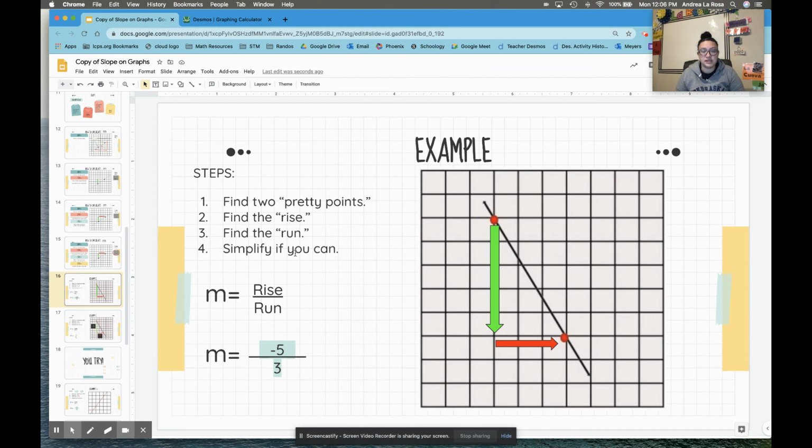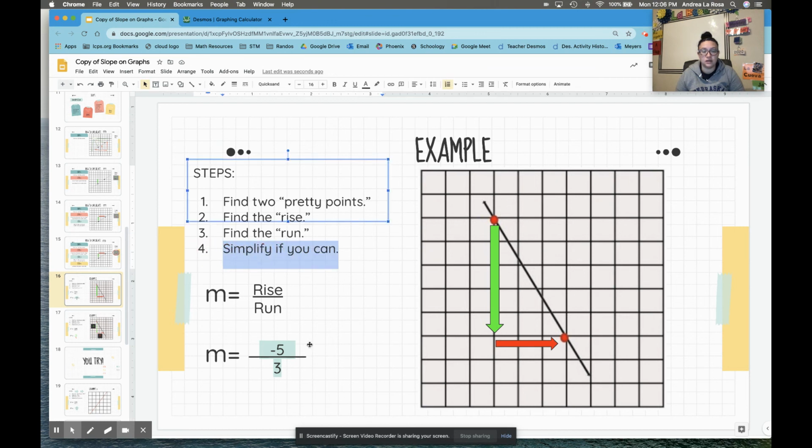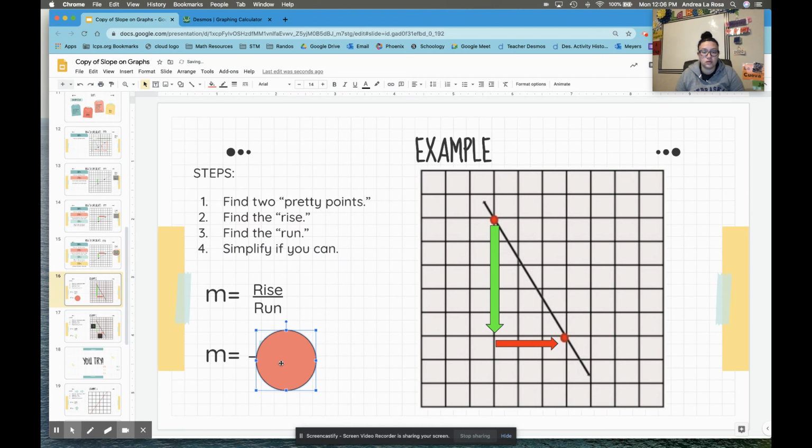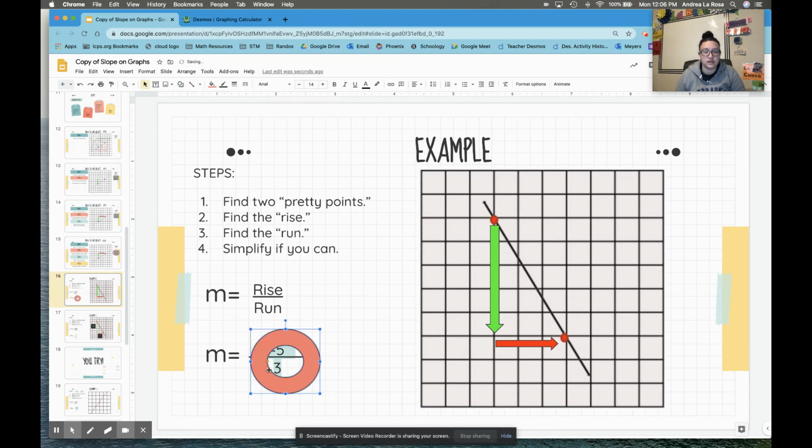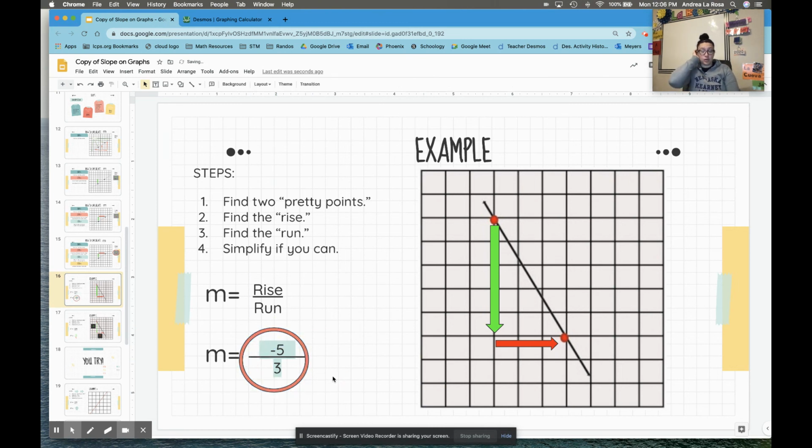And the last step is simplify if we can. Can we simplify this fraction? Can we simplify -5/3? I cannot simplify -5/3. No number divides evenly into -5 and 3. So that's my slope.